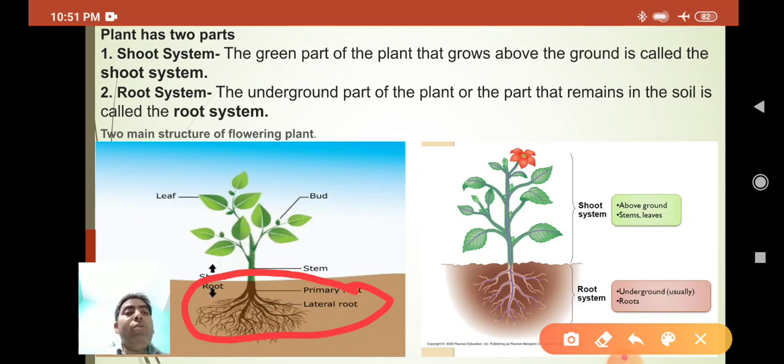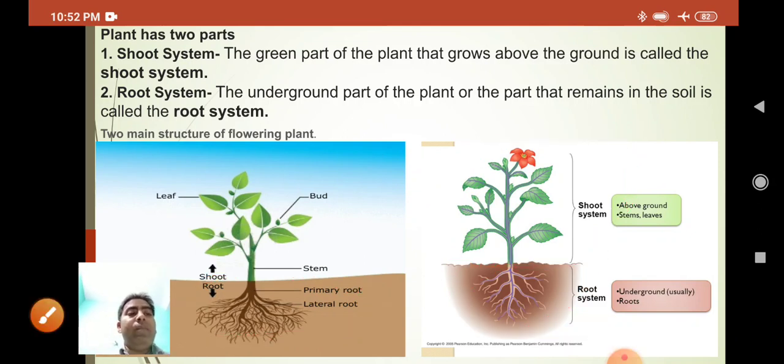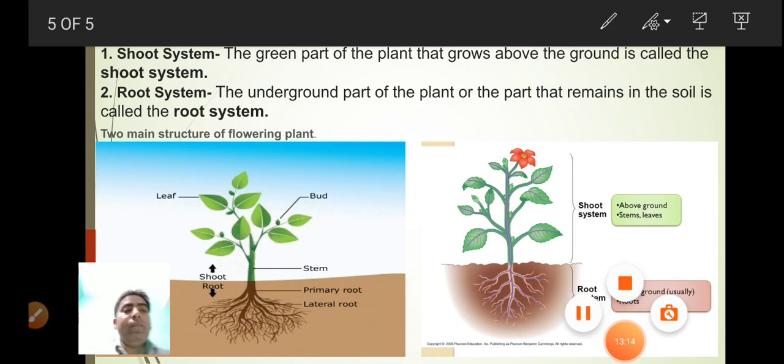Here also you can see this part is the shoot part, which is above the ground, that is stem, leaf, flower, bud. All these come under the shoot, and the root system is underground, usually they are the roots. Thank you very much.